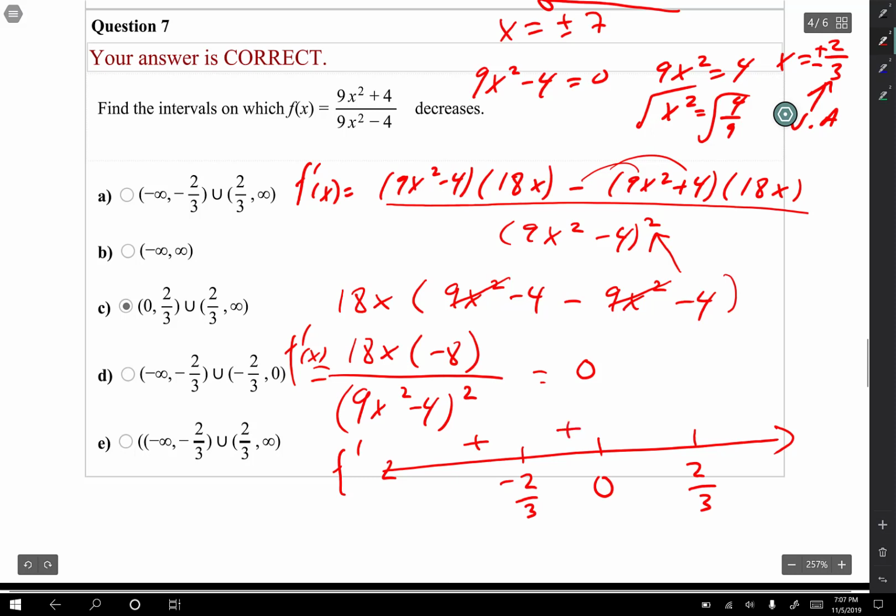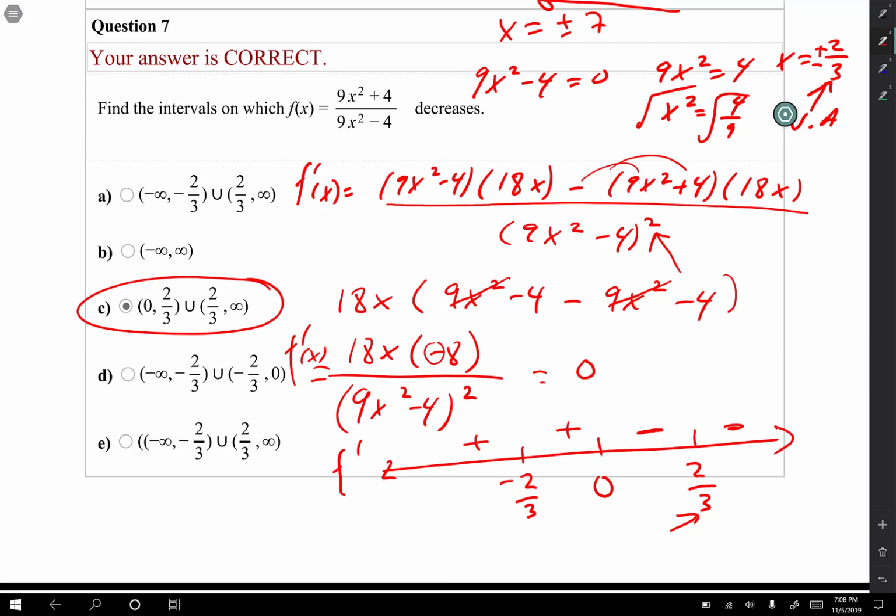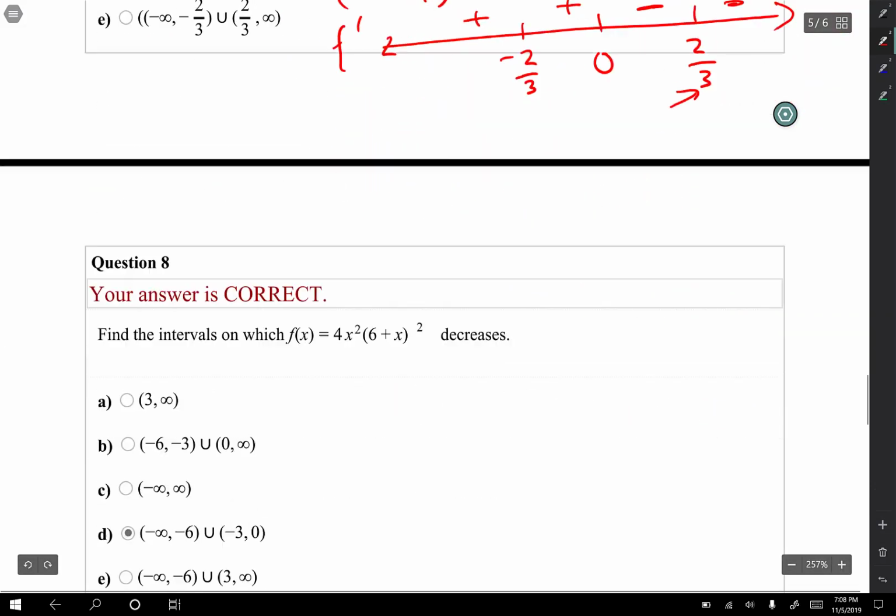I'm going to choose 1/3. I'm going to get a negative. I'm going to choose like 1, and I'm going to get a negative because of this negative right here, guys. So there it is. Where am I decreasing? 0 to 2/3 and 2/3 to infinity. This time you do need the 2/3, and this time you cannot say 0 to infinity because the 2/3 is a vertical asymptote, and you do not cross vertical asymptotes. All right, let's keep going.